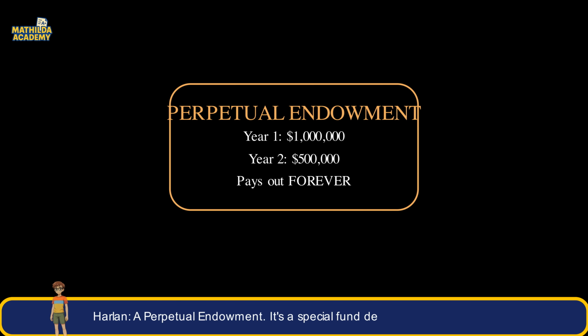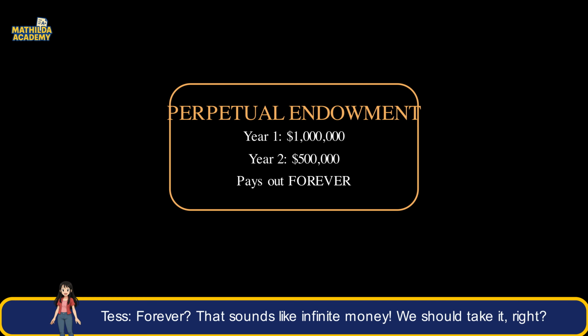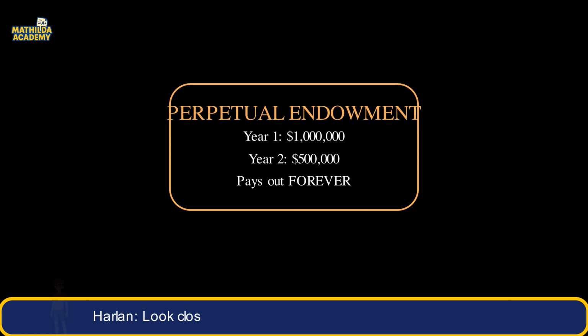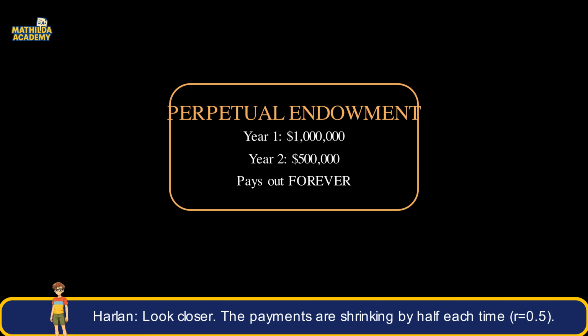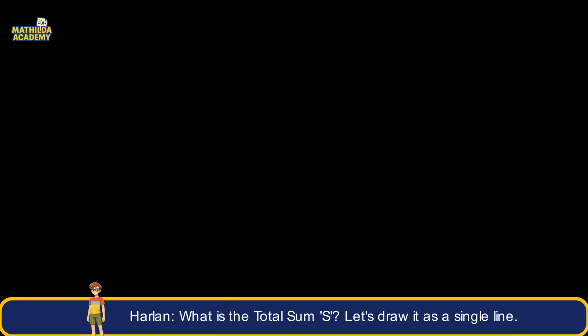A perpetual endowment. It's a special fund designed to pay out money forever. Forever? That sounds like infinite money. We should take it, right? Look closer. The payments are shrinking by half each time. What is the total sum S? Let's draw it as a single line.